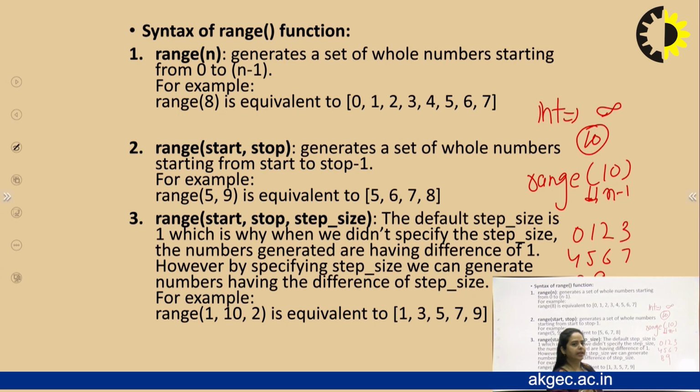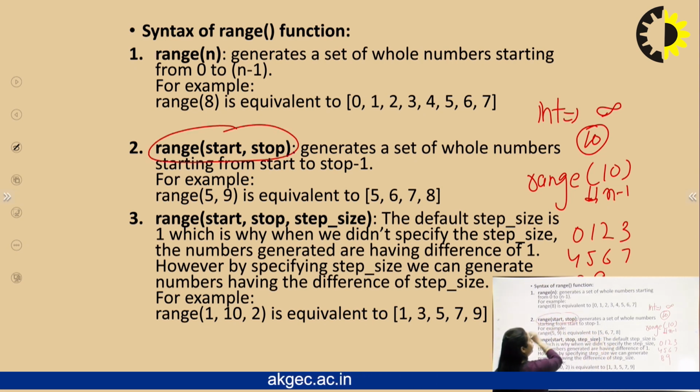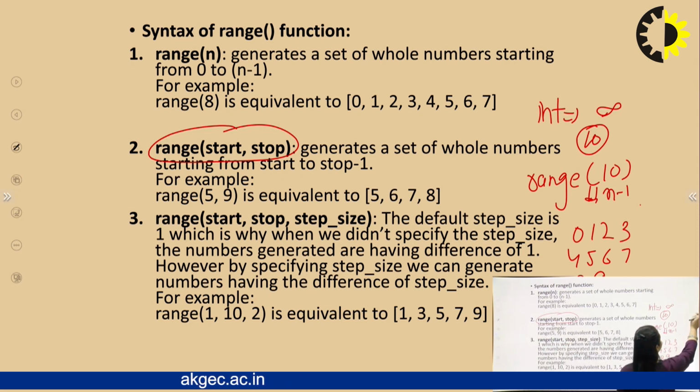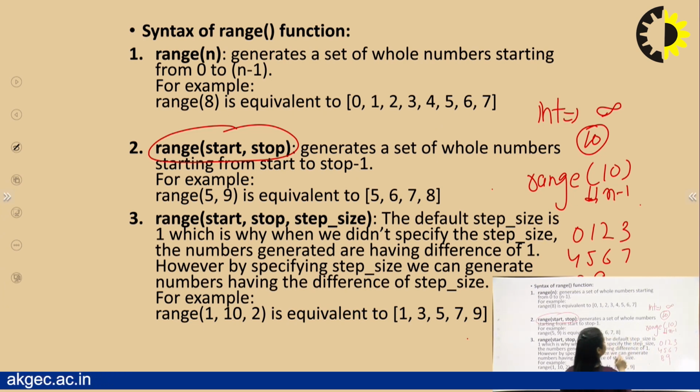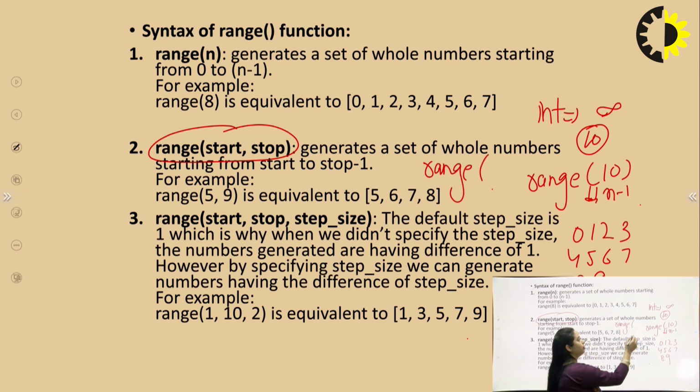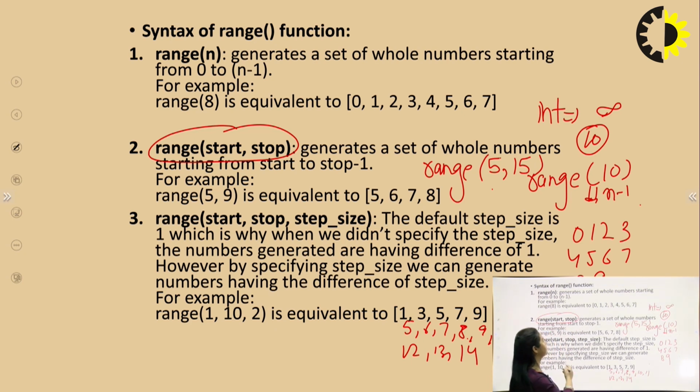If I want 10 numbers, but I want to start from number 5, then I will use syntax number 2. How? Range, I want to start from 5 and end at 15. So the output of this range function will be 5, 6, 7, 8, 9, 10, 11, 12, 13 and 14. This is the second syntax of the range function.